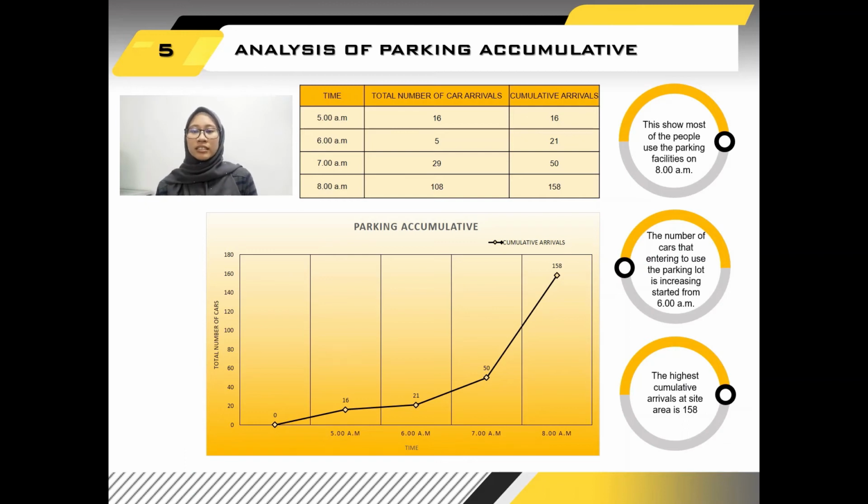Next, this data is taken from 5 a.m. to 8 a.m., and shows that most people use these parking facilities at 8 a.m., when the total number of car arrivals is 108 cars. So this also shows that the number of cars entering to use this parking lot is increasing starting from 6 a.m. To conclude, the highest cumulative arrival at our site area is about 158 cars.